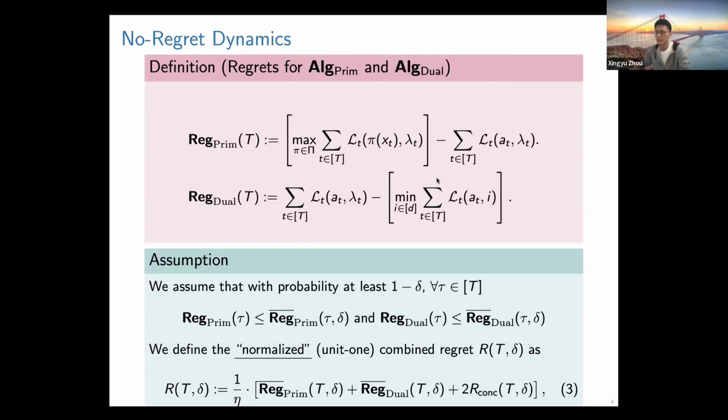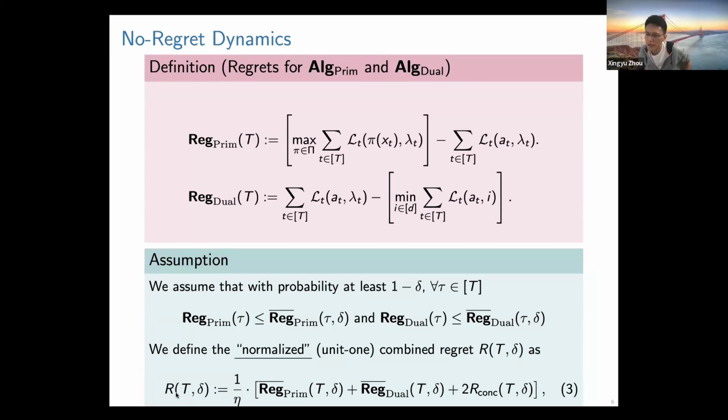Okay. And the concentration term, basically the two terms from Hoeffding, is typically square root of T. So roughly speaking, you can assume R_T delta, the normalized regret, is roughly square root of T in typical cases. We normalize it because if you do not normalize, lambda can be very large, then the unnormalized regret will be very large. It's meaningless, right? So we should normalize it, and our theorem will be related to this normalized regret.